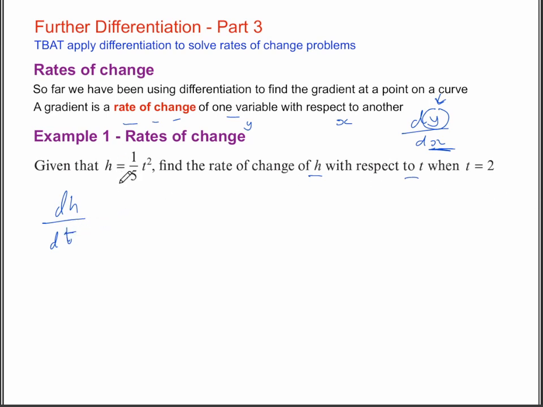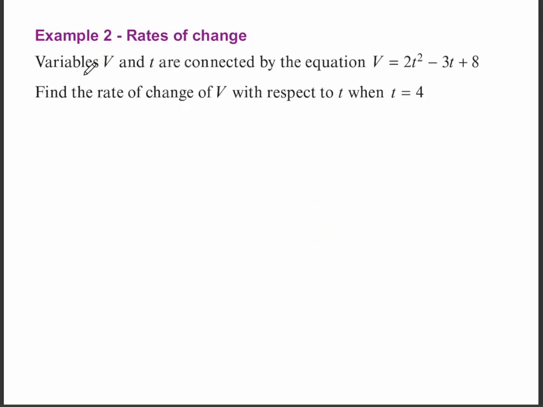So firstly, we're going to just differentiate this thing right here, where we will get 2 over 5t. And then what we can do is put t equals 2, and we get the answer to be 4 over 5. Next example, variables v and t are connected by this equation right here.